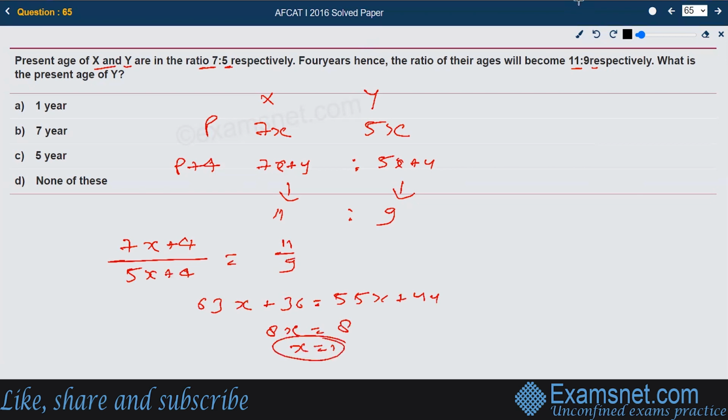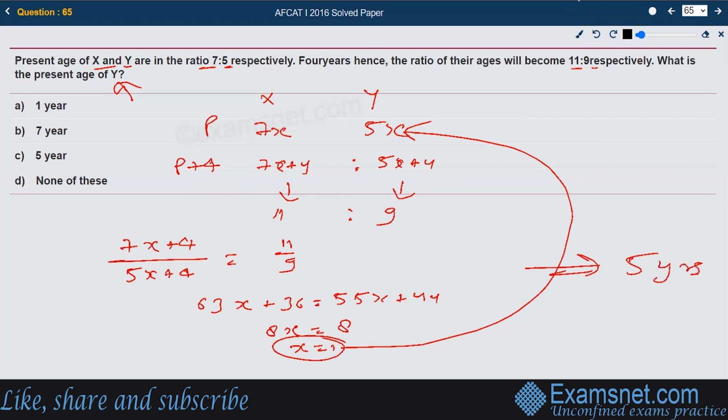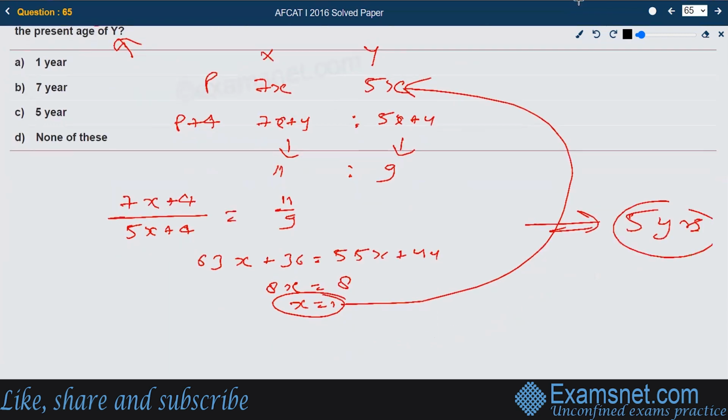What are we supposed to find out? The present age of Y, which is 5x. So if x is 1, then the present age of Y becomes simply 5 years. That is the right answer for this case. Option number C.